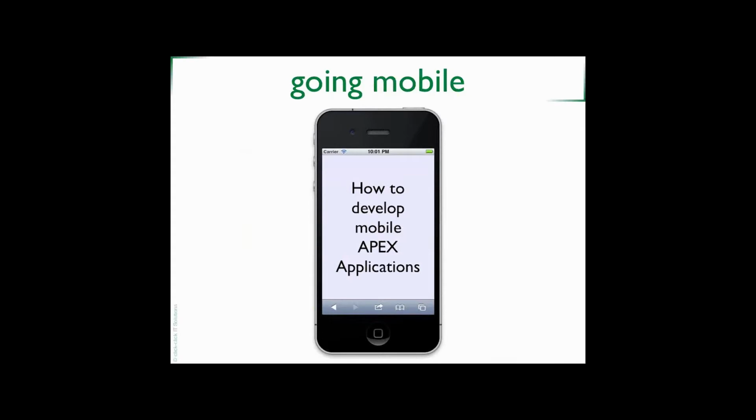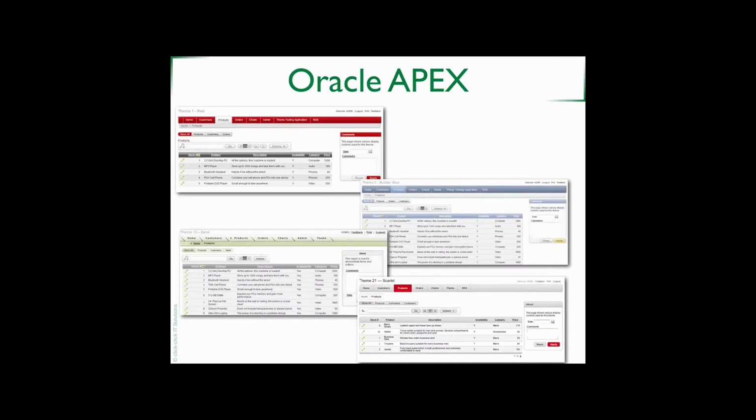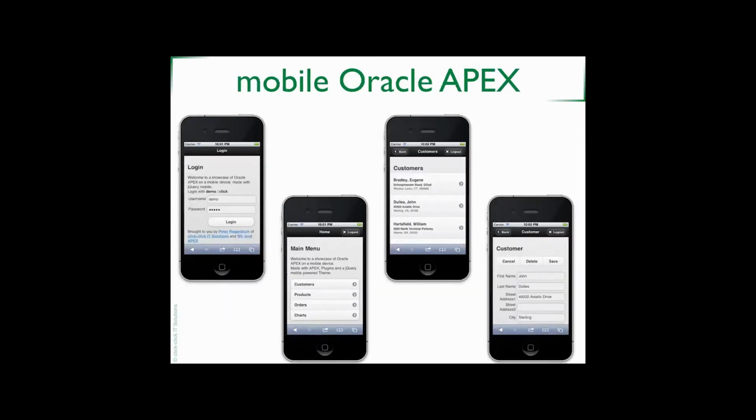Going mobile. The thing is, you know Apex. Apex can look very different depending on your template and on your theme. So it's basically data you display in a web browser. And we want to view this data in a mobile web browser, and we want to leverage the features of mobile browsers like touch gestures, swipe, zoom, pinch, and all that other stuff.